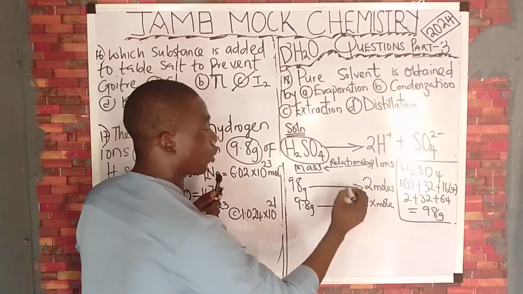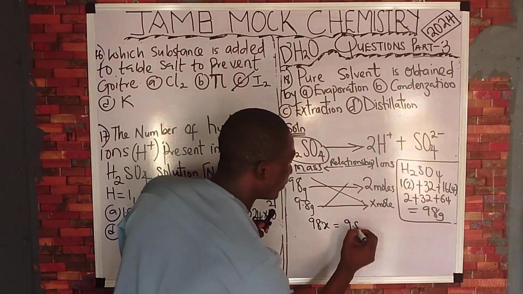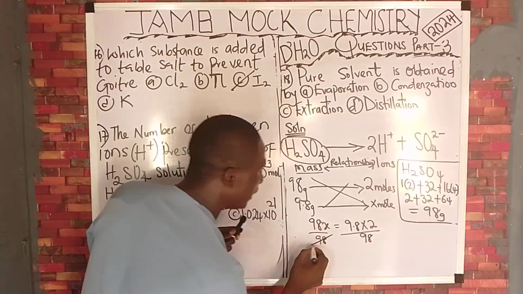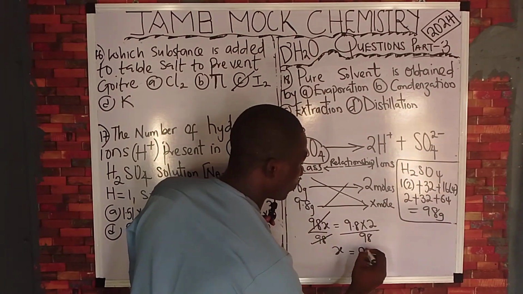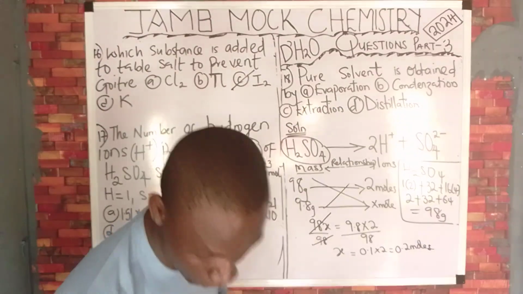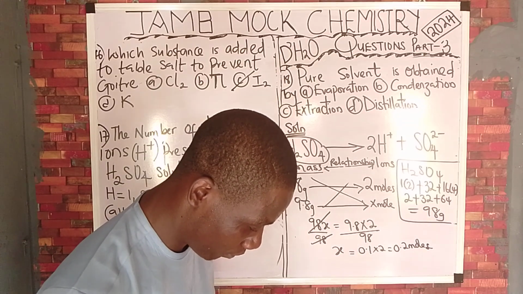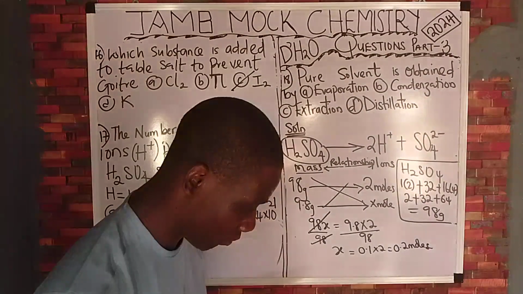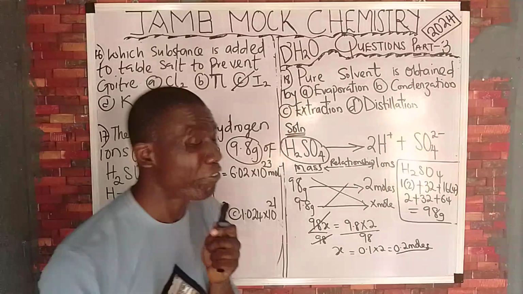So what we quickly do is cross multiply, which gives us 98X equals 9.8 times 2. When you divide both sides by 98, X will give us 0.1 times 2, and that will give us 0.2 moles. Let's quickly check if we are correct. Yeah, we have 0.2 moles. So this is the number of moles, not the number of ions.